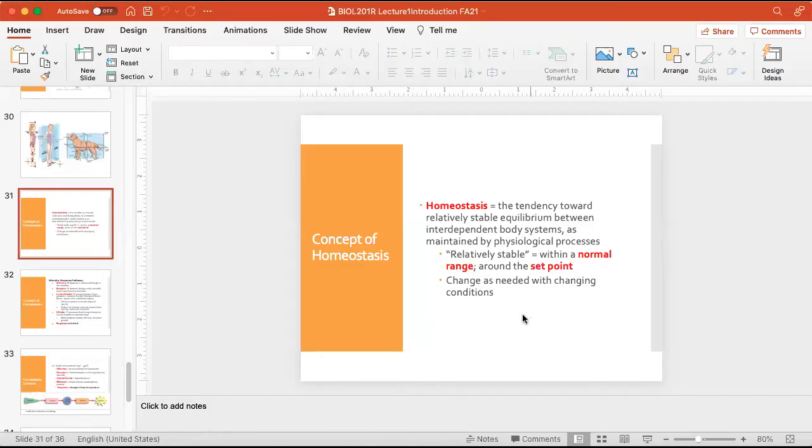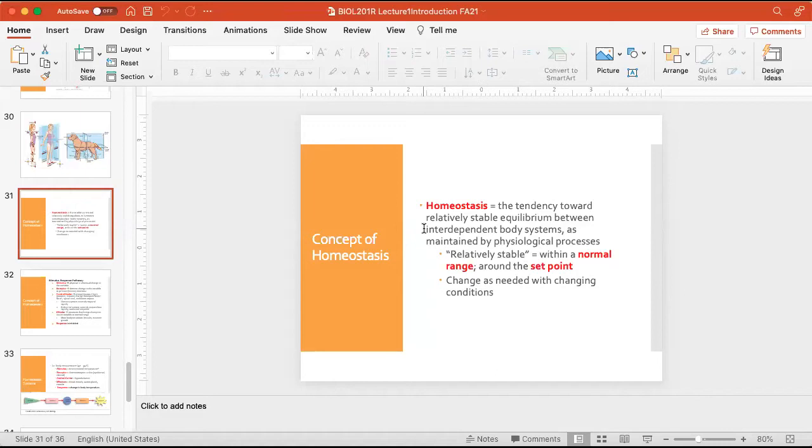Now, remember, we said there are normal ranges for all of our organ system variables. Let me bring that slide up. Relatively stable is important when we talk about homeostasis. It doesn't mean that all of these things that we can measure, temperature, blood pressure, whatever, stay at exactly one value when you're in homeostasis. It means they stay within a normal range.